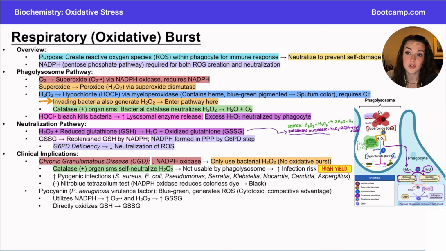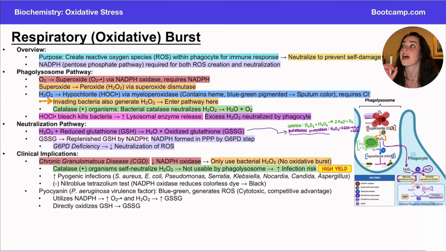So these patients can't do the oxidative burst, and then when a catalase-positive organism is there, and remember this is specific to catalase-positive organisms that the second part applies, that peroxide that's being generated by the bacteria can't be used by the phagolysosome because it's going to get neutralized before the phagolysosome even has a fighting chance. That means that patients with chronic granulomatous disease are at an increased risk for infection by catalase-positive organisms.